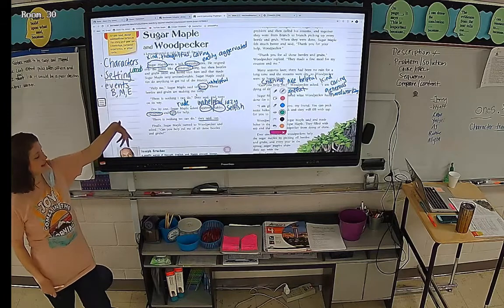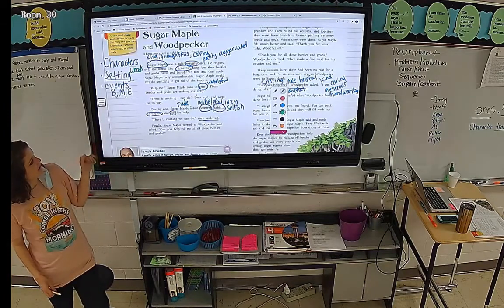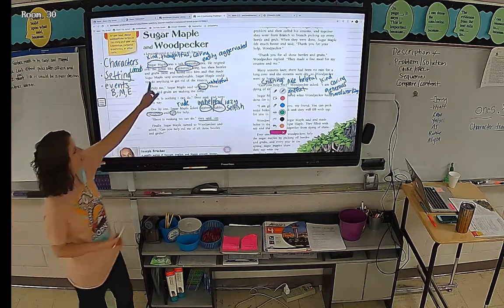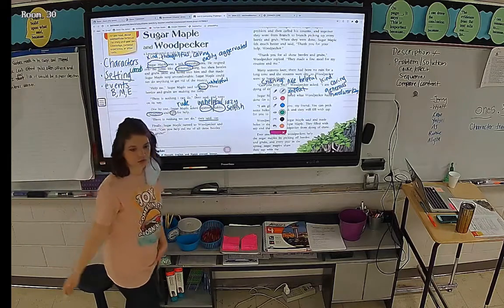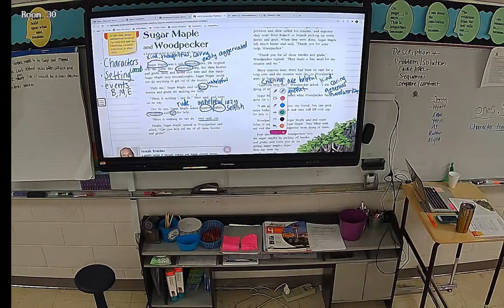So the woods is the setting, but they do give you a word in there. They say he reigned over the forest. Okay, I need everybody to circle that, underline that, whatever. Write it. That is your setting. They're in the forest, in the woods. Lillian, you got that?